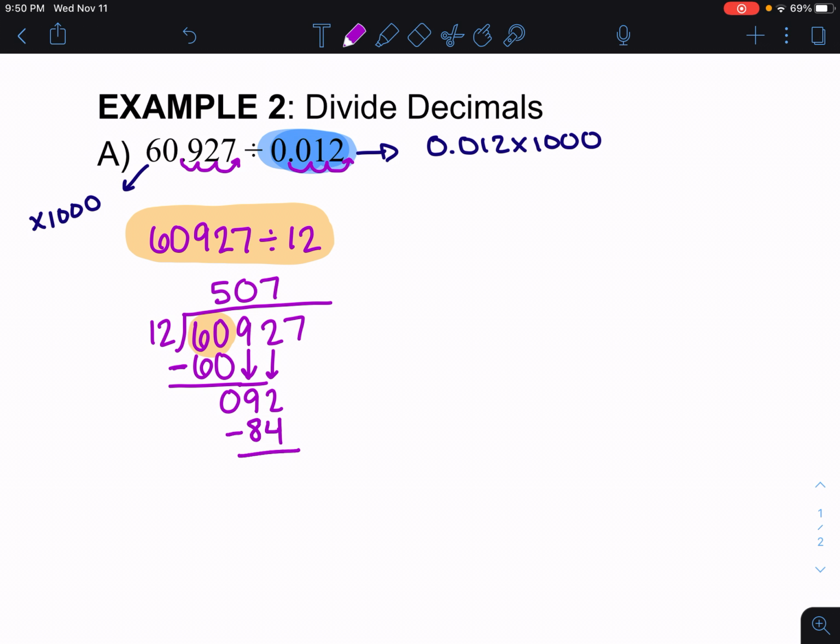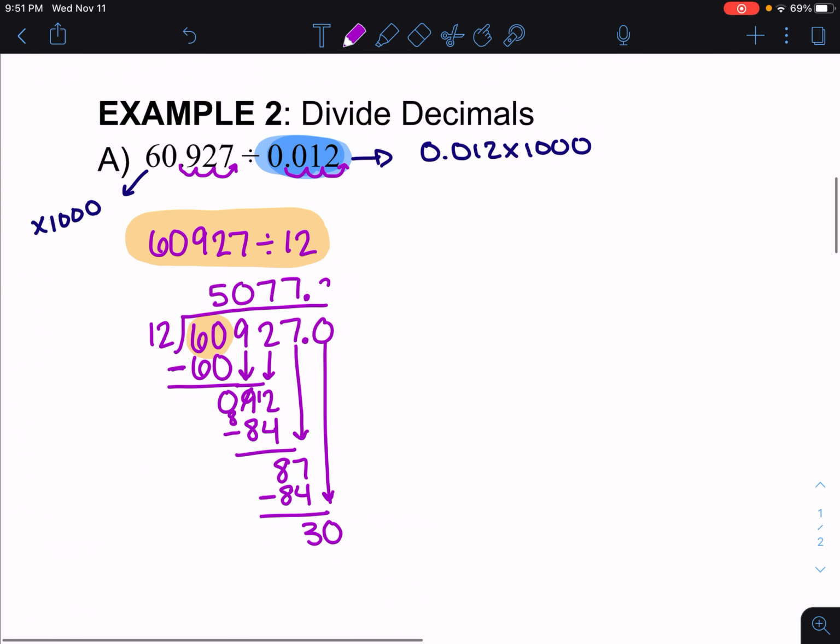So now I'm going to subtract. 92 minus 84 is 8. And I'm going to bring down the 7. So it goes in 7 times again because 12 times 7 is 84. So I'm going to subtract. 87 minus 84 is 3. And now I'm going to start annexing my 0. So I'm going to add a decimal place and add my first 0 to bring it down.